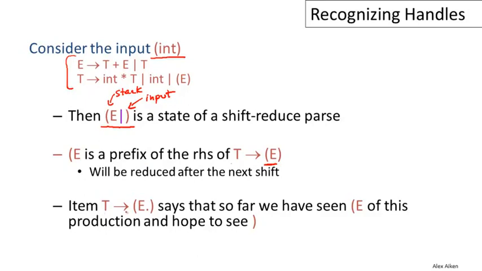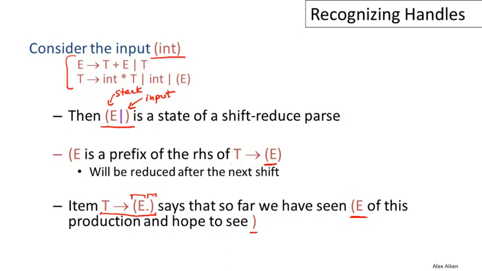The item T goes to open paren E dot close paren describes this state of affairs. It says that so far we have seen open paren E of this production, and we're hoping in the future to see the close paren. So another way of thinking about it is that this item records the fact that we're working on this production, and that so far we've seen this much. Everything to the left of the dot is what we've already seen and is what is on the stack. And what is to the right of the dot is what we're waiting to see before we could possibly reduce. And we may or may not see that.